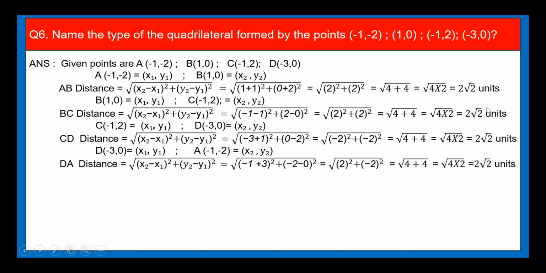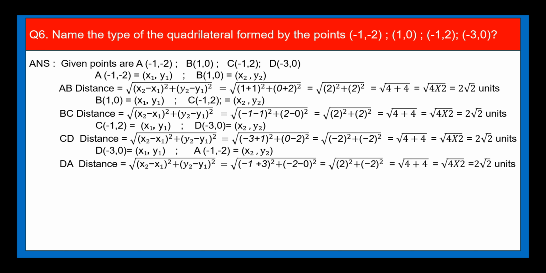You can observe that all the four sides are equal. In this quadrilateral, all the four sides are equal. If all the four sides are equal in any quadrilateral, then what type of quadrilateral is it? Yes, good. Either it may be a rhombus or it may be a square.